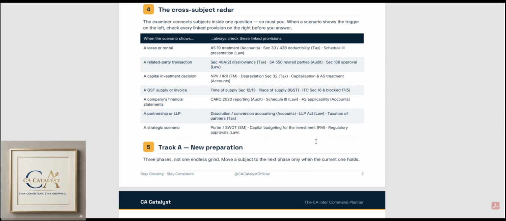So what is the section number? 12, 13, and section 16 and 17.5 need to be mentioned in the GST supply question, and this is asked every time, so it is tested every time. You need to apply this provision at every place. Next is the company's financial statement. You need to refer to CARO, Schedule 3 and the accounting standards.